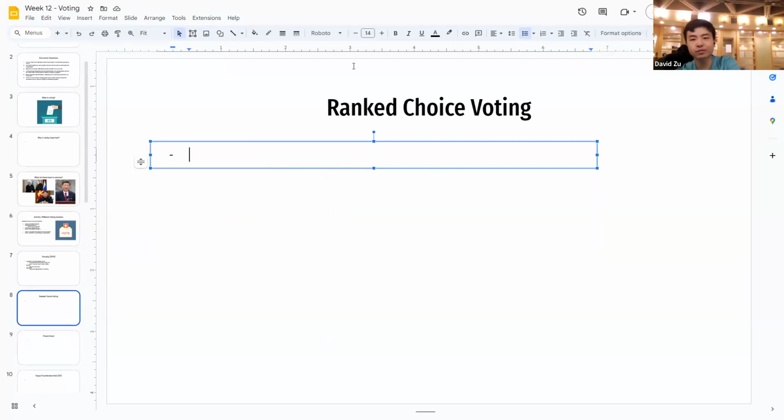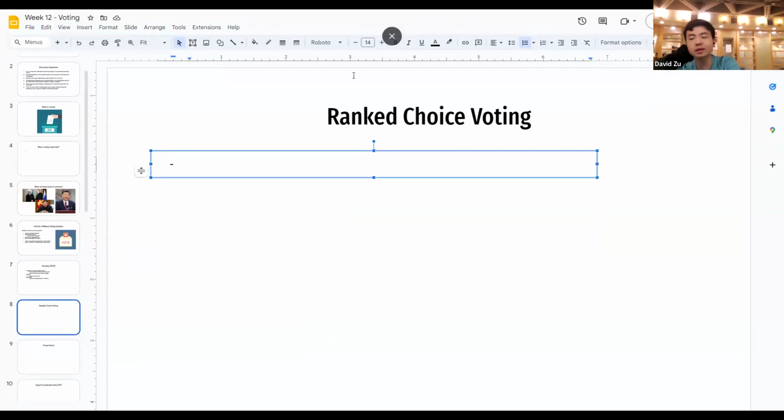So the next type of voting system we talked about was ranked choice voting. So Bessie, do you want to explain this to us?